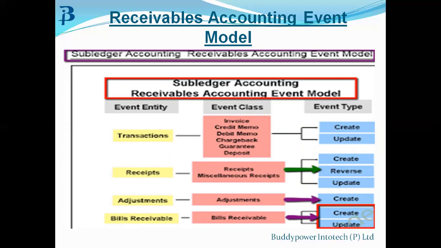See, transaction types: invoice, credit memo, debit memo, chargeback, guarantee, deposit. And receipt: normal receipt and miscellaneous receipt. What is a miscellaneous receipt? If you receive some bank income, bank interest and all, it is not connected to business, right? So it comes under miscellaneous. And what is adjustment? Suppose I have an invoice of 10,000.